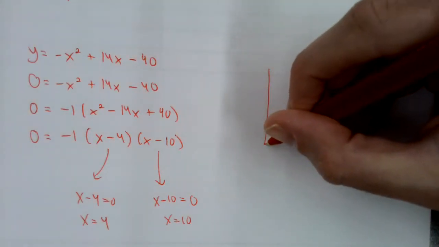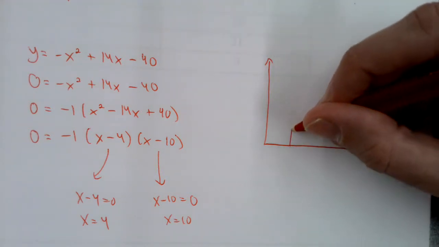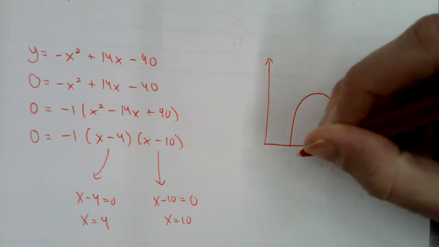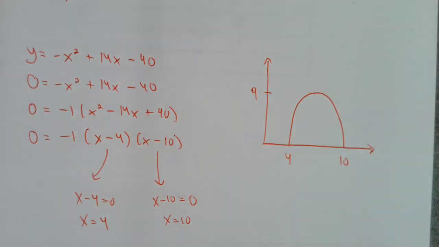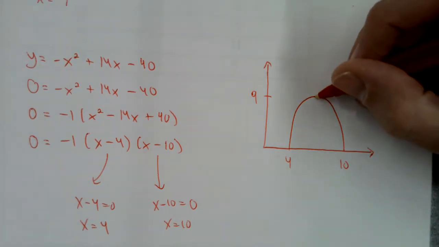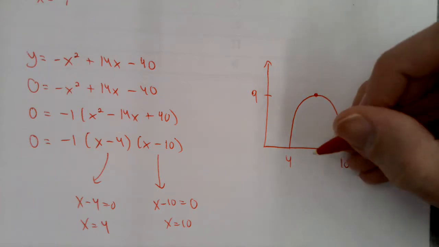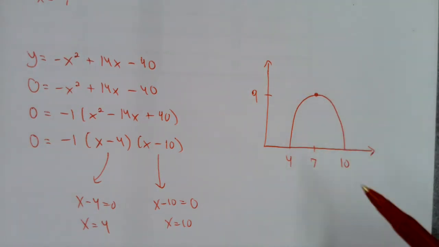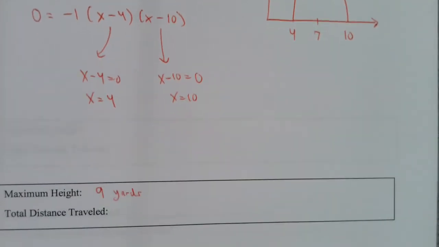So what that means is the bird is on the ground at 4 and at 10. So this is the bird's path. 4 and then 10. The maximum height is 9, in case you're wondering. And the axis of symmetry 7 is right in the middle. But bottom line, the bird is flying from 4 to 10, so the bird traveled 6 yards.